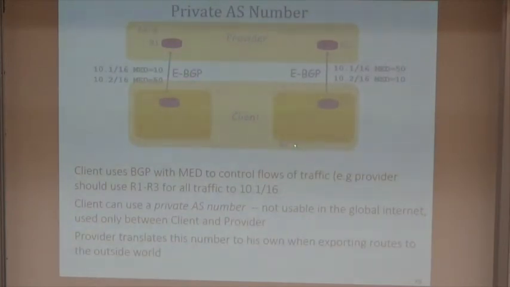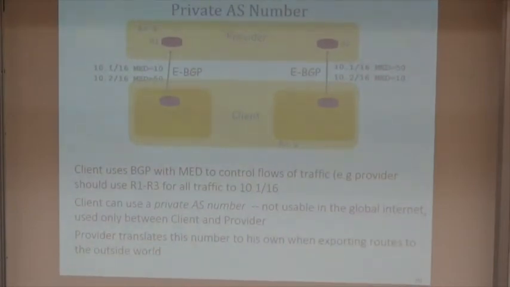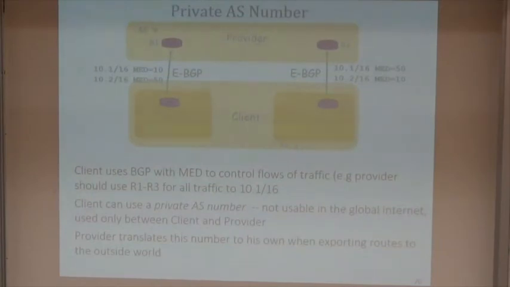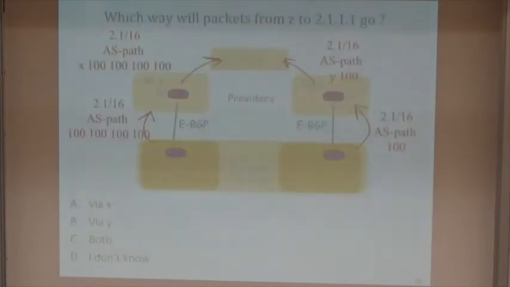So here you can use a private AS number, and then the provider will replace the AS number Y by its own AS number X in all the further announcements made to the rest of the world. So when they are exported to the outside world, this will not be visible. That's one mechanism that is also very much used to reduce the complexity of the internet.